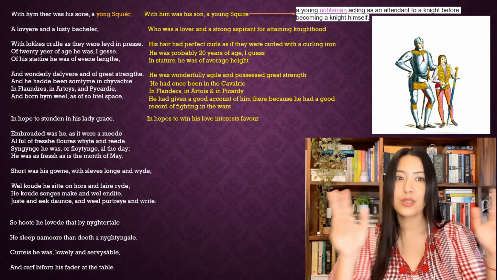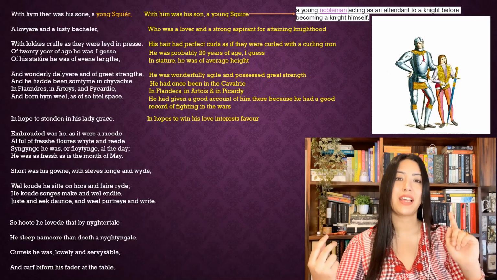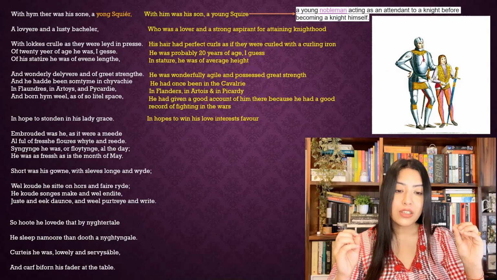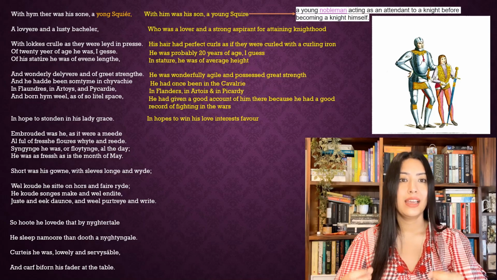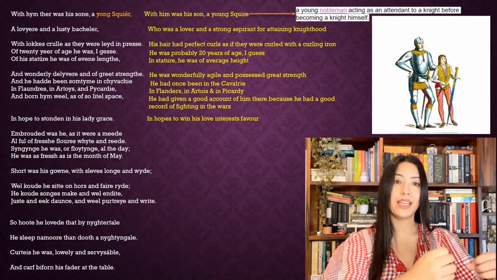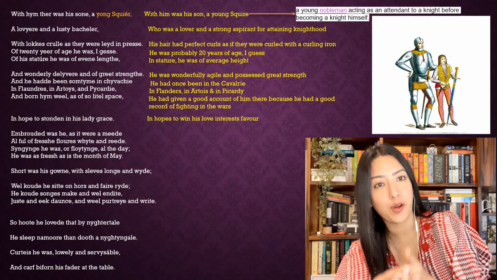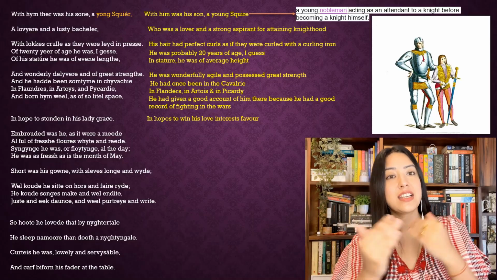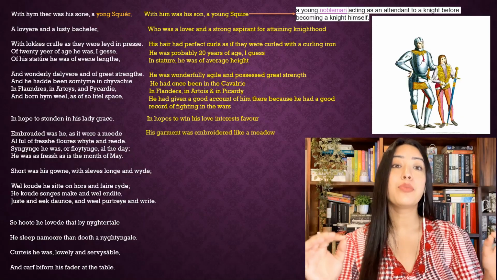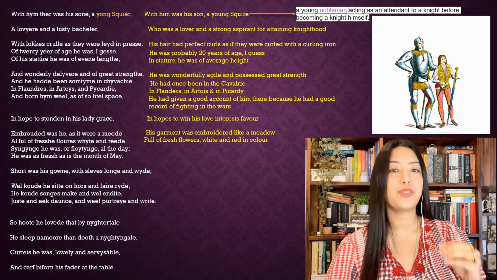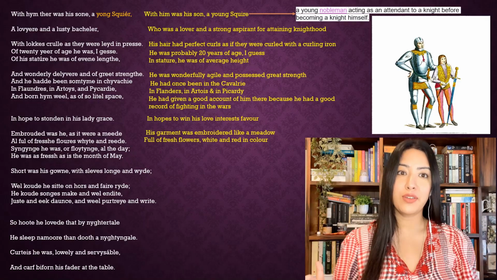But this young squire is immature and his priorities are not in line, and the only reason that he's training to be a knight and why he's performing well is because he wants to win his love interest's favour. So you see the immaturity, you see the contrast with the knight. There's a stark contrast between the father and the son. His garment was embroidered like a meadow full of fresh flowers. So you understand he's wearing expensive clothes.